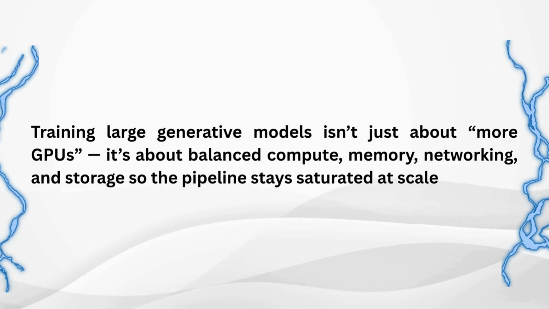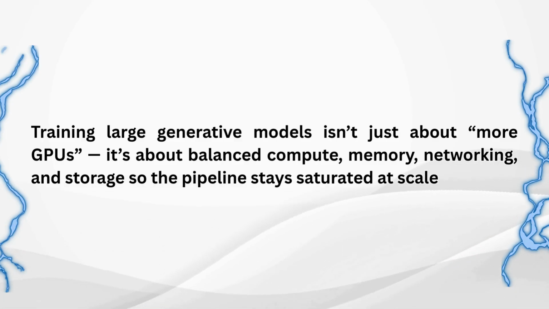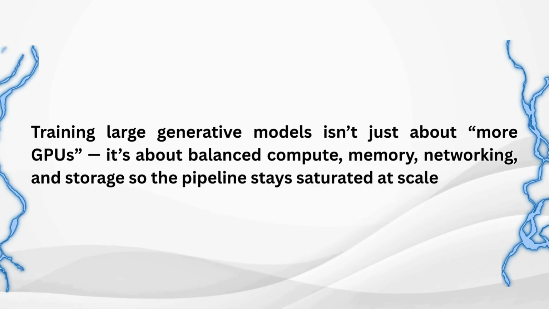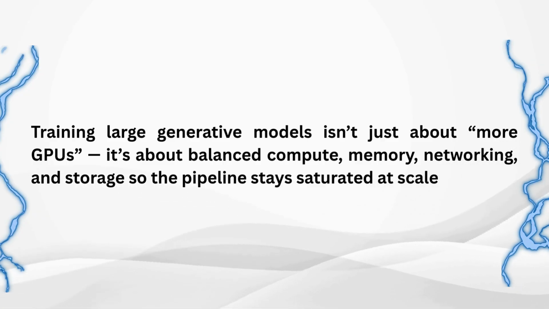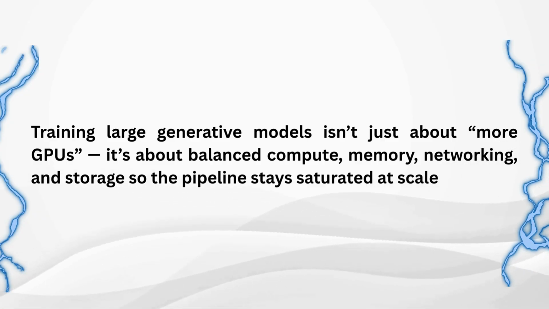In short, training large generative models isn't just about more GPUs, it's about balanced compute, memory, networking, and storage, so the pipeline stays saturated at scale.